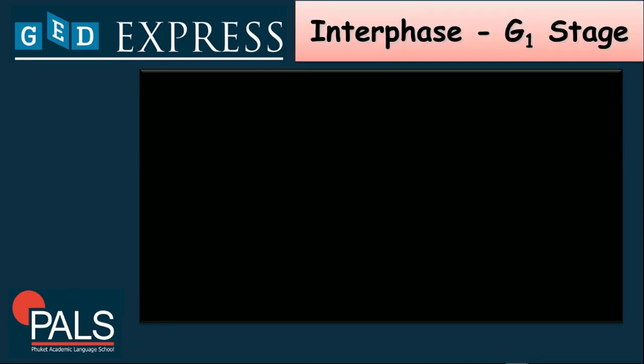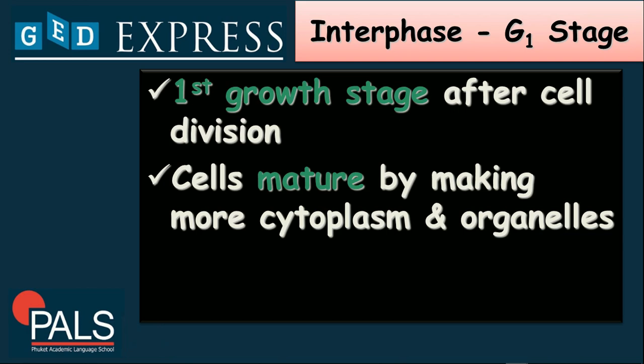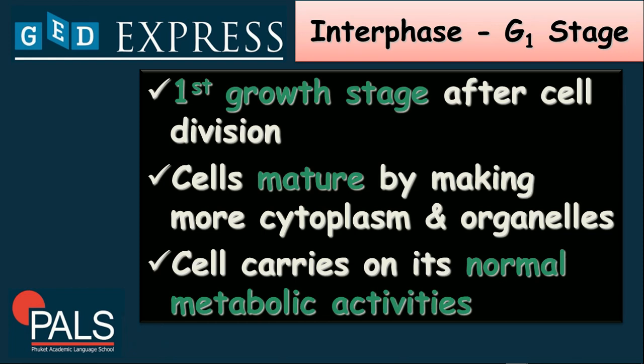Now we begin with the interphase or the G1 stage. This is the first growth stage after cell division. So after cell division, it will undergo the cell cycle. So it will be in the interphase under G1 or the primary growth stage. Now, during this stage, the cells mature by making more cytoplasm and organelles, and the cell carries on its normal metabolic activities.